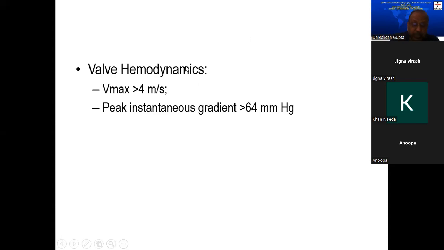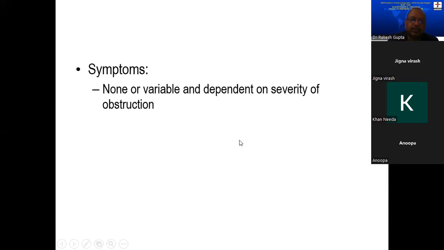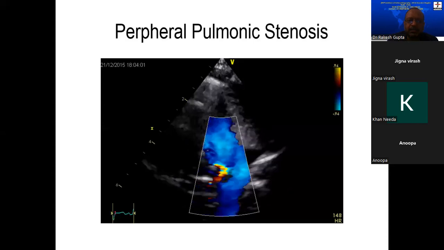Hemodynamics: anything more than 4 is considered abnormal, with a maximum instantaneous gradient of 64. This is the only valve where we talk of peak velocity, not the mean velocities. RVH, RV and RA enlargement, and post-stenotic pulmonary artery dilatation are quite common. They are virtually asymptomatic.